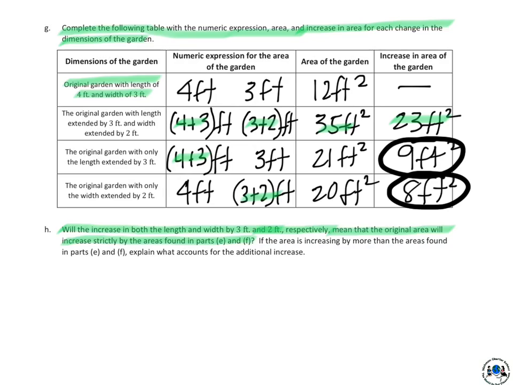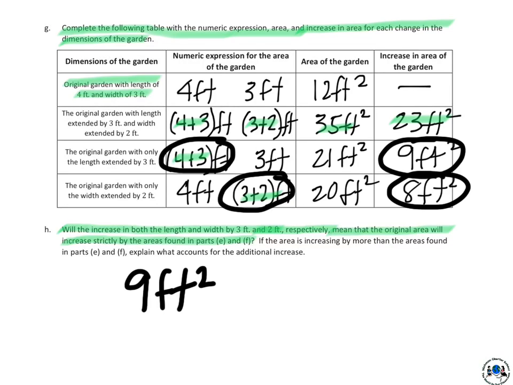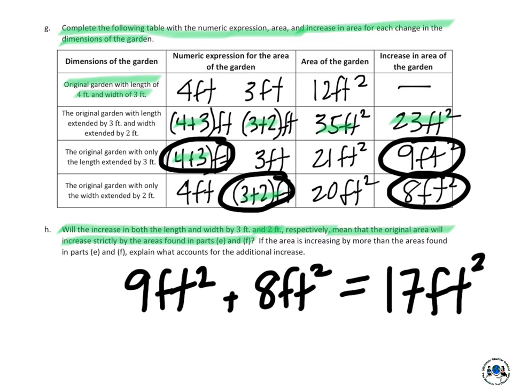Okay, so it says, will the increase in both the length and width, respectively, mean that the original area will increase strictly by E and F? So if we looked at this, E plus F, only increasing the length gave us 9 square feet, and then only increasing the width gave us another 8 square feet. Okay, that's a total increase of 17 square feet.